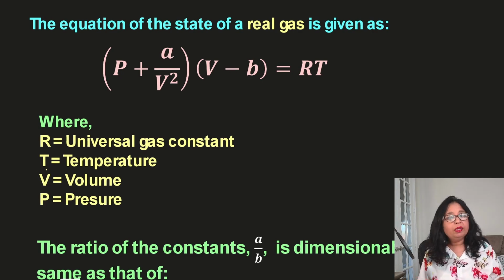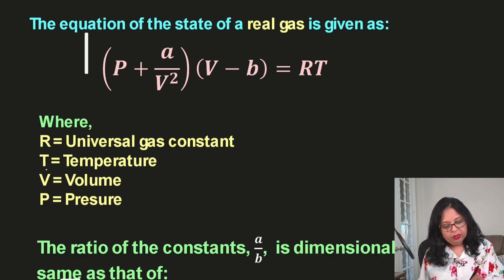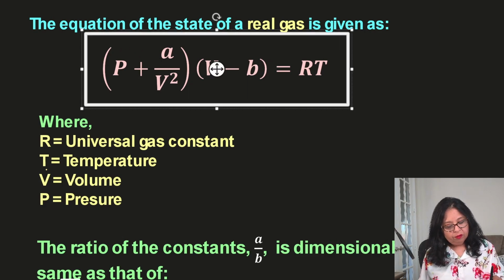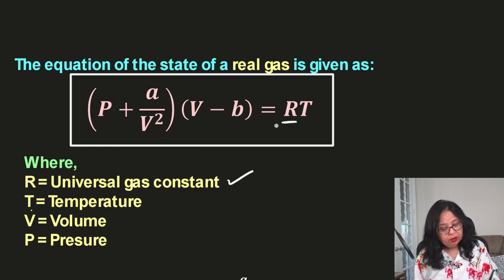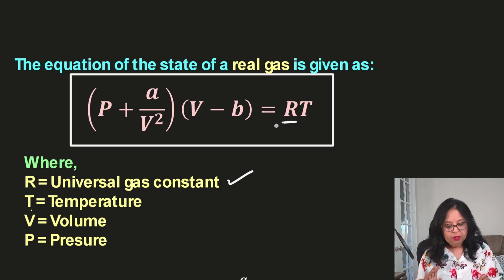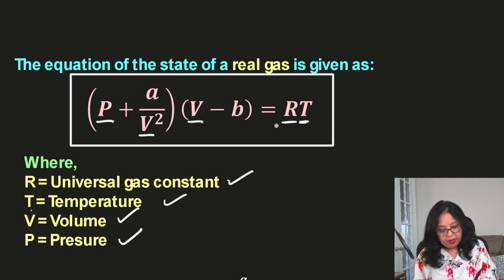Problem number 1 is based on this equation. What is this equation? This equation is the equation of state of a real gas. And you see these symbols here, P, V, R, T, A, B. What are these things? Let's look at that. R here is universal gas constant. What does it mean? Let's not worry about it yet. T is the temperature. V, which appears at two places, is the volume. P is the pressure.